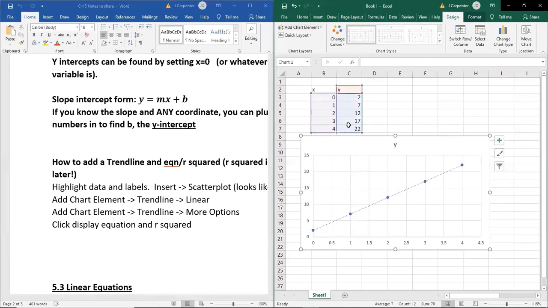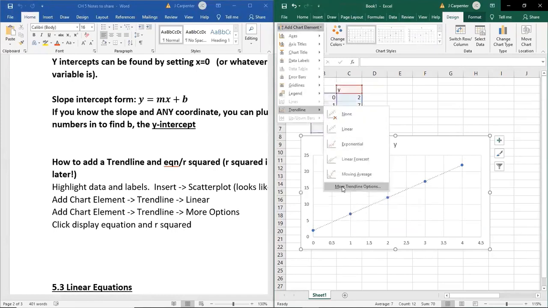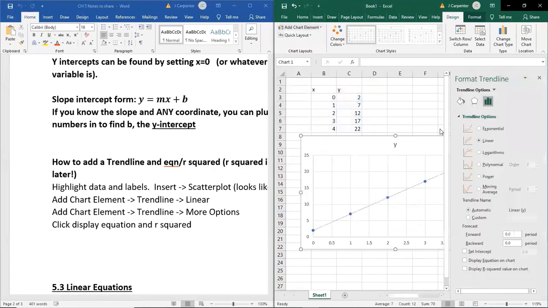Now, again, because this is a perfect model, these fit perfectly. They do not have to. Then to actually see the equation, we go to add chart element, trend line, and more options. And then a menu pops up over on the right. And then you'll see down here, you can display the equation and display the R squared.